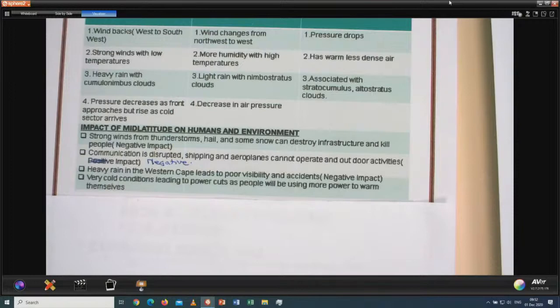Okay, these are negative impacts. The positive impacts can include, among others, that the mid-latitude cyclone brings about much needed rainfall. Especially the Western Cape gets its rain in winter. So if it does not rain in winter, the Western Cape will experience water outages like we have seen in the recent past.